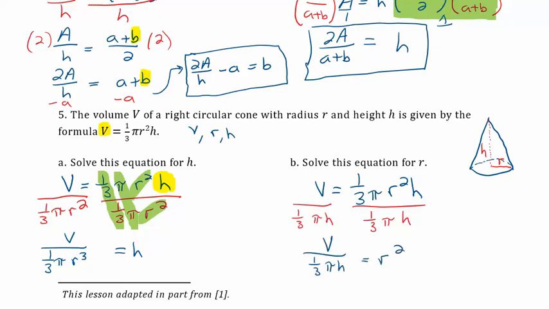So we're going to start this problem in a similar fashion as we did when we were solving for h. Here we're solving for r, so that means I need to eliminate the 1/3, the pi, and the h. All these values, 1/3, pi, and h, are multiplied by this r squared term. So in order to eliminate them from the right-hand side, I'm going to divide by all of those values. When I do that, they all reduce to 1, and now I end up with v divided by the quantity 1/3 pi h equals r squared.